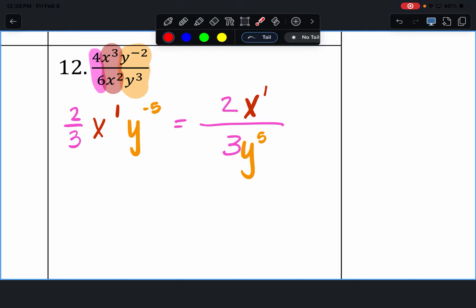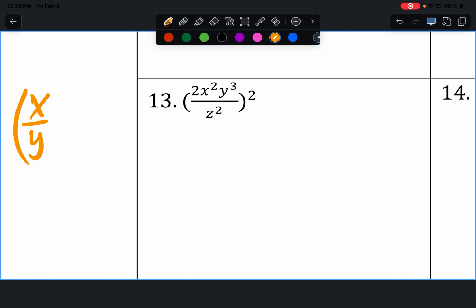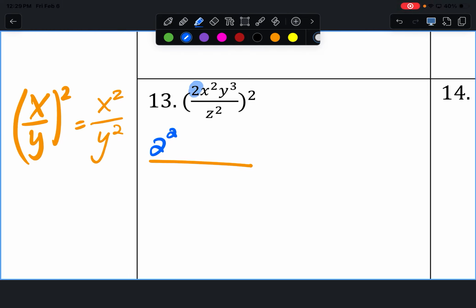All right, now we're going to look at question number 13. So whenever we have a fraction like x over y that is being raised to the second power, that is the same thing as us squaring the top and squaring the bottom. So all we have to do here is raise everything in the numerator to the power of 2 and the denominator to the power of 2. So let's start with the numerator. We're going to do 2 to the power of 2 to get this first term out of the way.